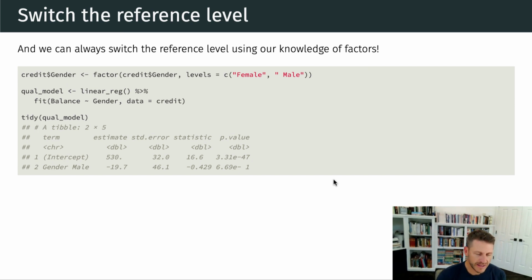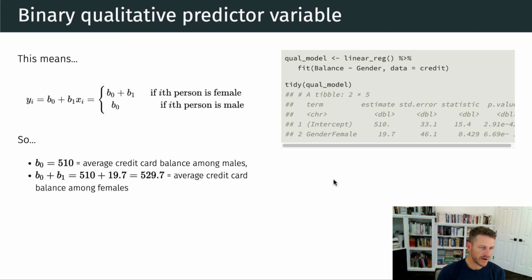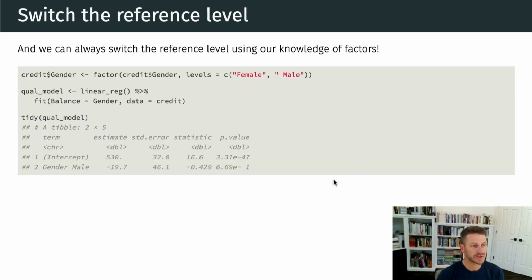Now, in this case, we are using male as a reference level and comparing the females to that. But that's kind of arbitrary, and what we decide to use as a reference level is completely up to us. So say we wanted to switch that and have females as the reference level. We could do that, and all we're doing is changing the level of the factors. So in this case, we are going to have females be the first level.